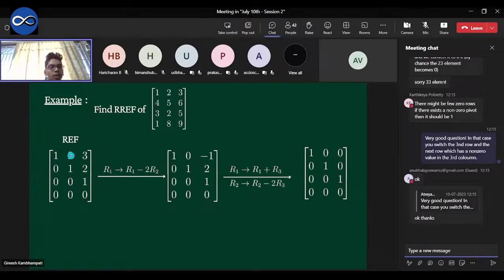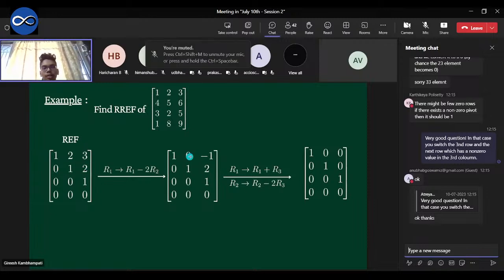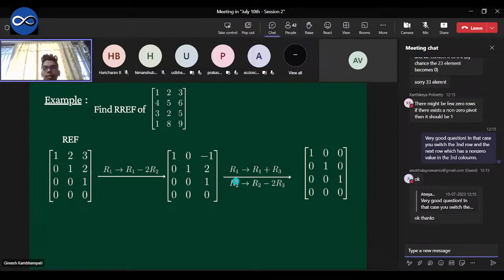Like here, 2 is the non-pivotal element. For making it 0, we will subtract 2 times the second row from the first row. As you have seen here, the element at the place of 2 became 0. This way every non-pivotal element can be made 0. Non-pivotal elements in a pivotal column can be made 0 this way, because we can subtract the pivotal row, the row containing the pivot, from the row containing the non-pivot which we want to make 0.